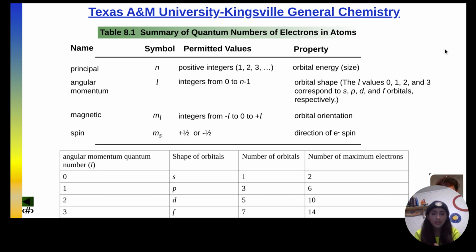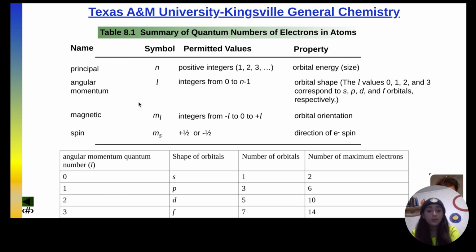So first we're looking at this graph. It shows us the name, the symbol, the permitted values, and the property. I'm going to go from left to right, starting in the first column. The principal is our name, and the symbol commonly known for the principal is n. The permitted values of the principal are positive integers such as 1, 2, 3, 4, 5, 6, and so on. As long as it doesn't have a negative in front of it, you are good. So the property of the principal is orbital energy, which is our size, basically.